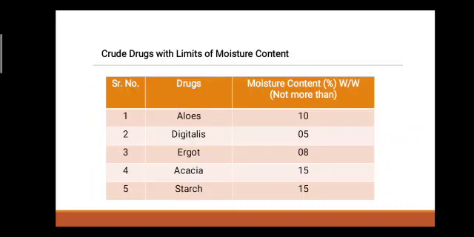Crude drugs with limits of moisture content. First, crude drugs allow moisture content in percentage weight by weight not more than 10%. Second one, digitalis, not more than 5% weight by weight. Third one, ergot, not more than 8% weight by weight. Fourth one, acacia, not more than 15% weight by weight. Fifth one, starch, not more than 15% weight by weight.